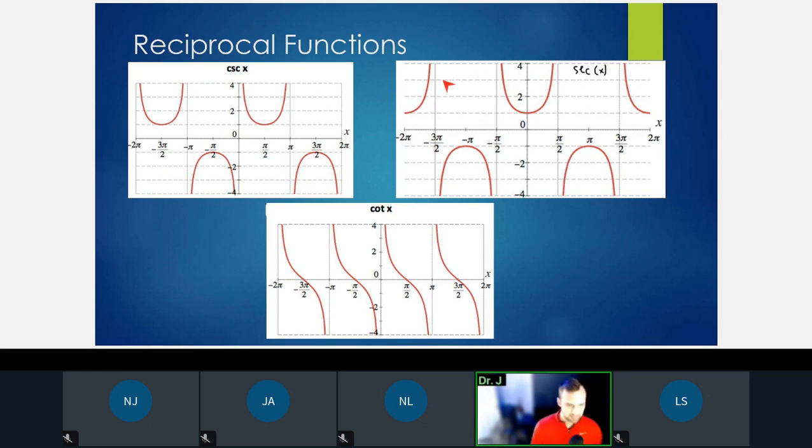So take a moment and see if you can figure out which ones are considered even. Look at all 6 graphs.